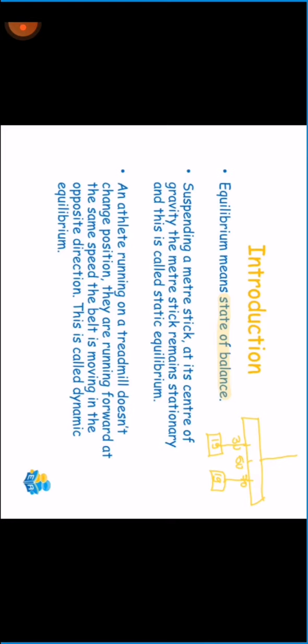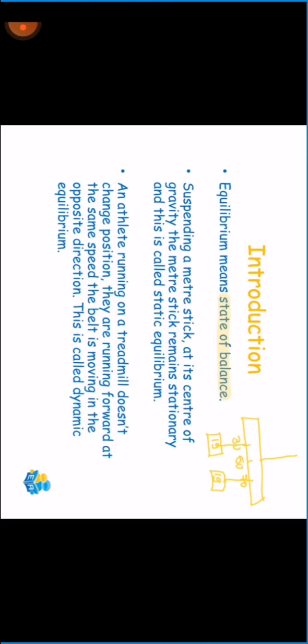Next, we're going to move on to dynamic equilibrium. An easy example for this is an athlete running on a treadmill. As the athlete is running, they're not changing position. They are running forward at the same speed, and the belt is moving in the opposite direction at the same speed. And this is dynamic equilibrium.